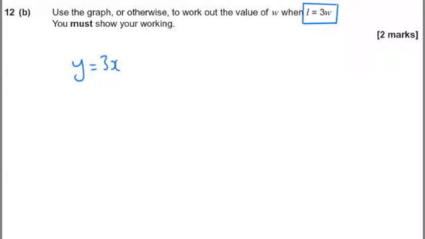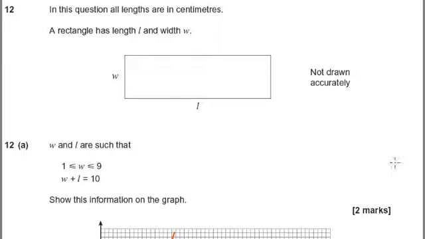So the question said, work out the value of w. So that's when w equals 2.5. So that's how you were meant to do it off the graph. Now, not many of you did do it off the graph, because that's quite hard to work out. But what you can do instead is you can look at the equations that we were given.